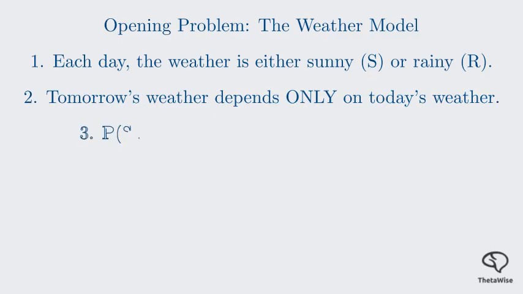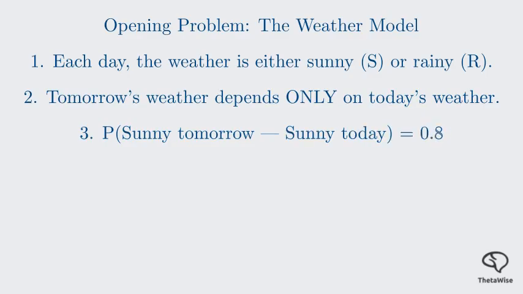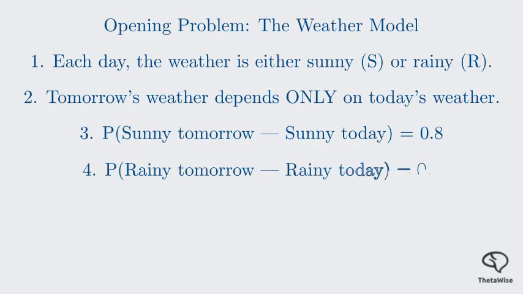If it's sunny today, the probability of it being sunny tomorrow is 0.8. So it's 80% likely to stay sunny. And if it's rainy today, the probability of it being rainy tomorrow is 0.4, a 40% chance of staying rainy. We can represent these probabilities in a matrix called the transition matrix, denoted as T.